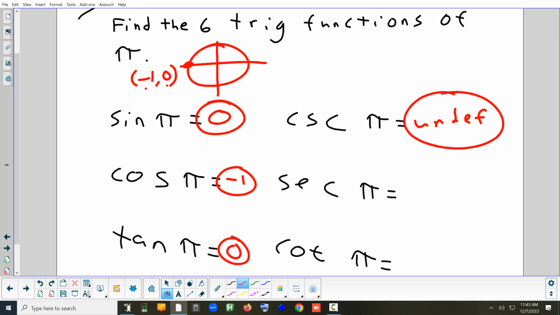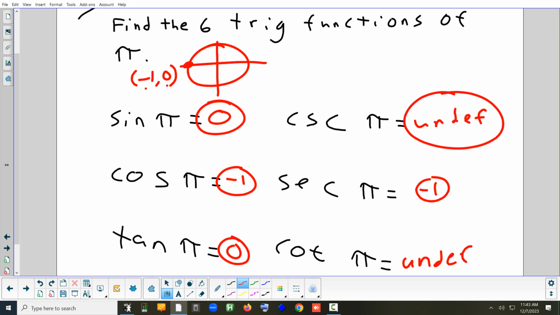How about the secant? 0. 1 over -1, so just -1. Right, when you flip -1, remember it's the reciprocal of this. So when you flip -1, it stays -1. How about the cotangent? It would be undefined. Yep.